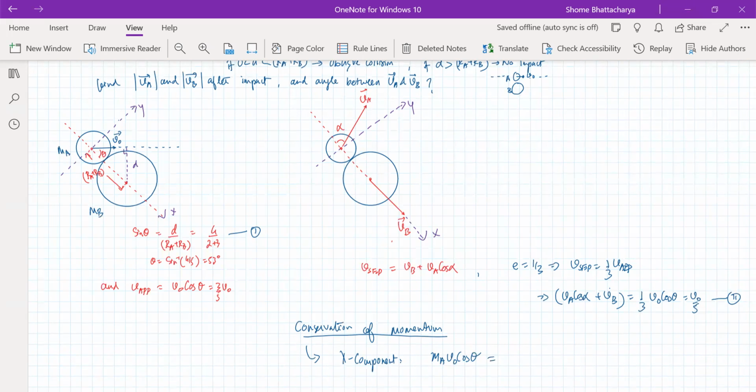After impact, how much is it? B is having a component along the x-axis, which is MB VB. Okay, and A is having along the negative x-axis, that is MA VA cos alpha. So this is our third equation.